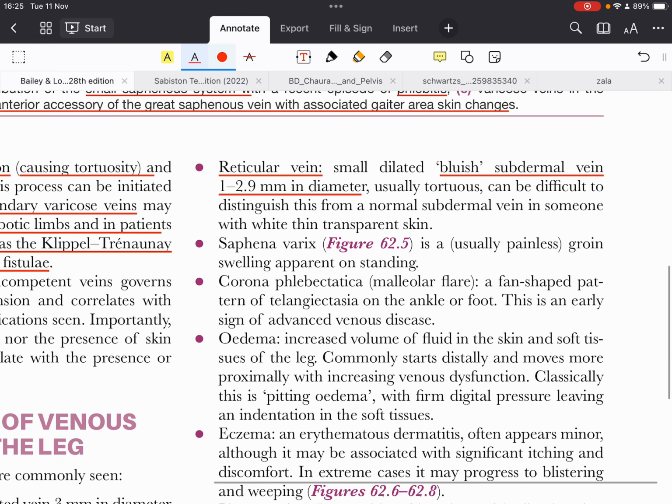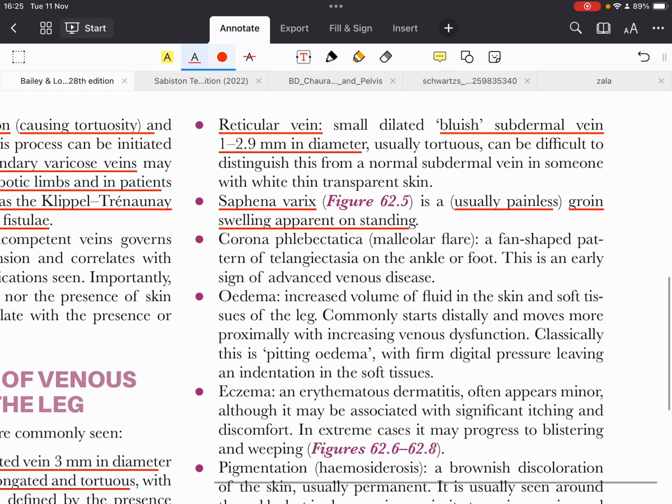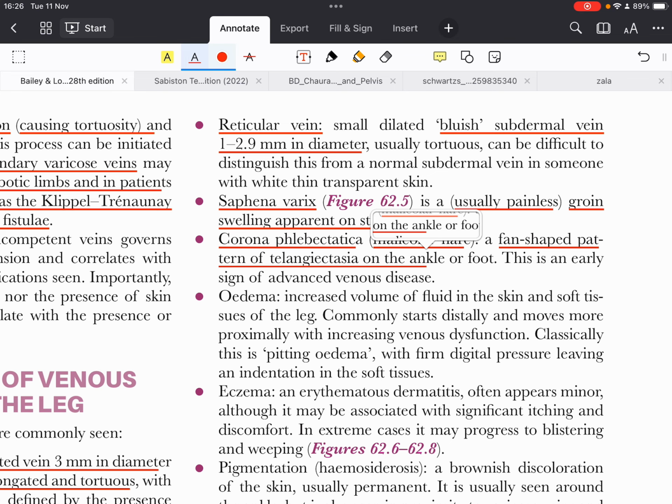Saphena varix is usually a painless groin swelling apparent on standing. Corona phlebectatica, malleolar flare, a fan-shaped pattern of telangiectasia at the ankle or foot. This is an early sign of advanced venous disease.